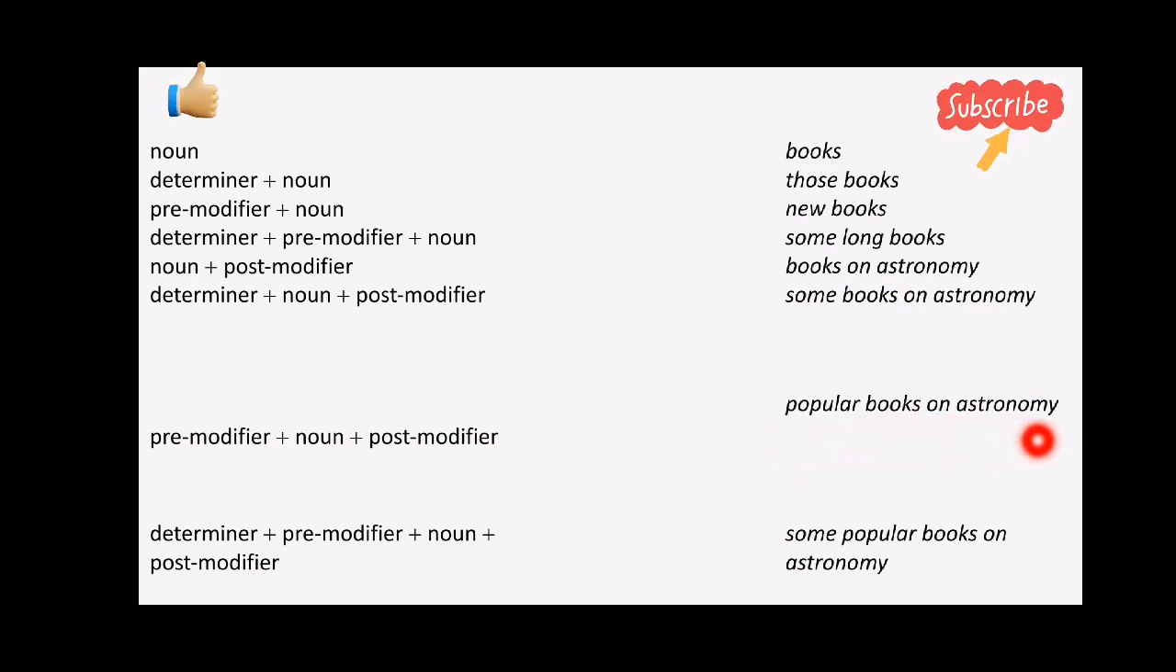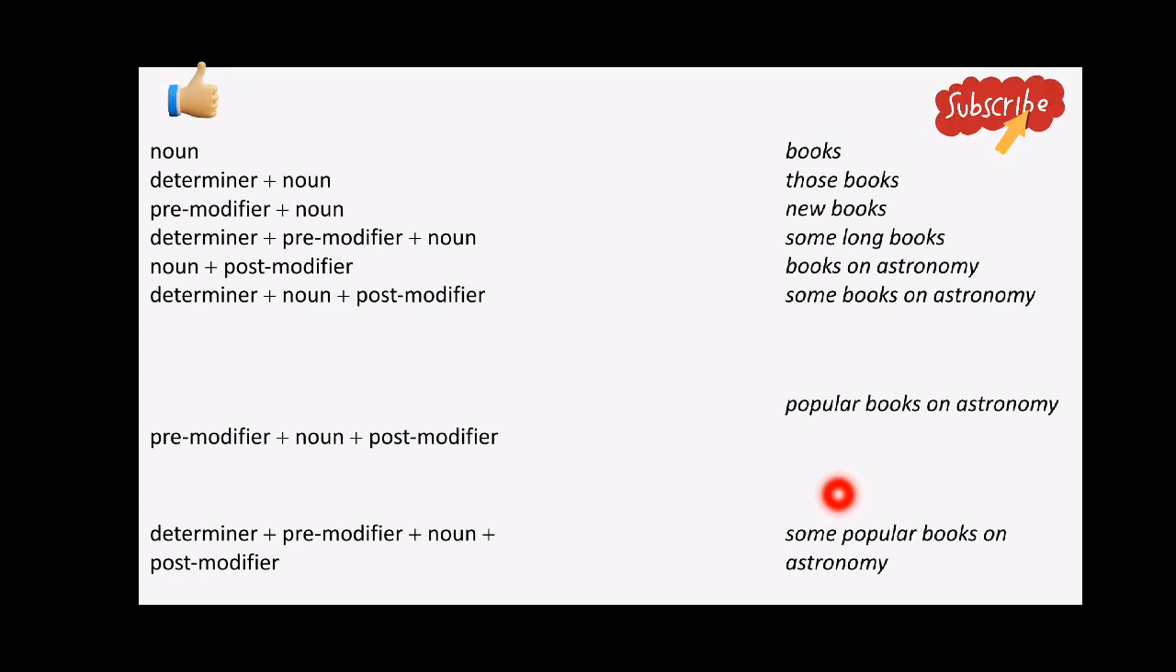Popular books on astronomy. So popular is a pre-modifier, right? Books is a noun, and here we have a post-modifier, that is astronomy. And the last structure is determiner plus pre-modifier plus noun plus post-modifier. Some popular books on astronomy.